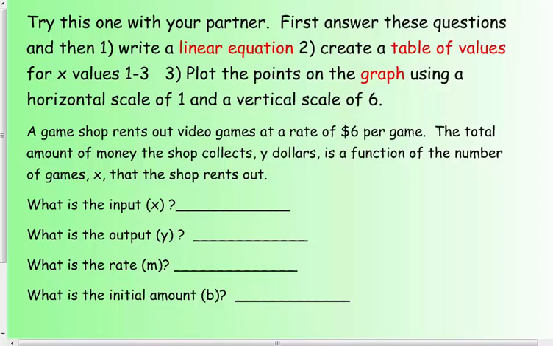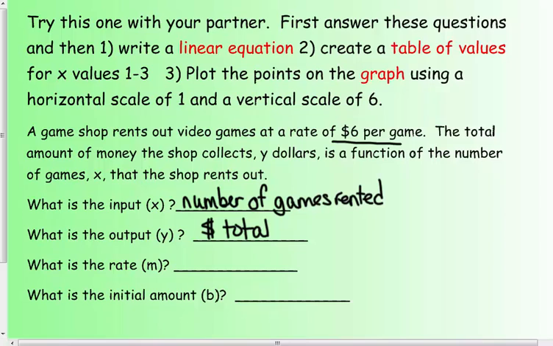What is the x? Well, the x is the number of games rented, right? I could have just said games rented. Would fit on the blank a lot better. The y is the total money. What is the rate? Okay, it's $6 per game. That word per helps us there. It's got 2 labels, the dollar sign and game. So there's my rate. What is the rate? $6 per game.